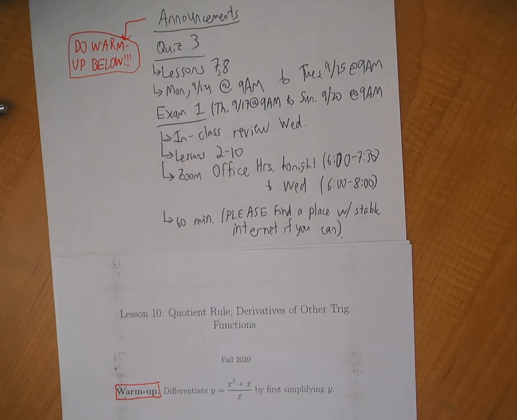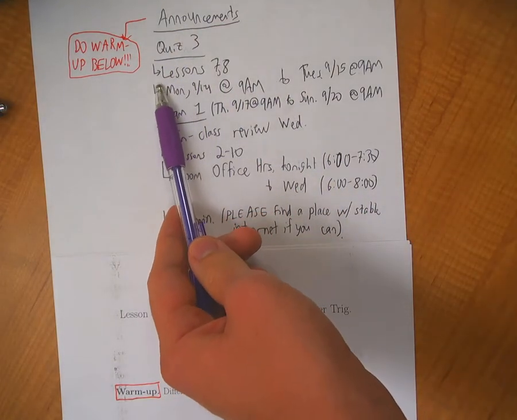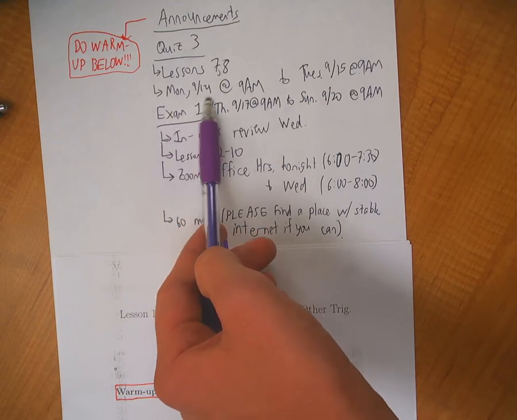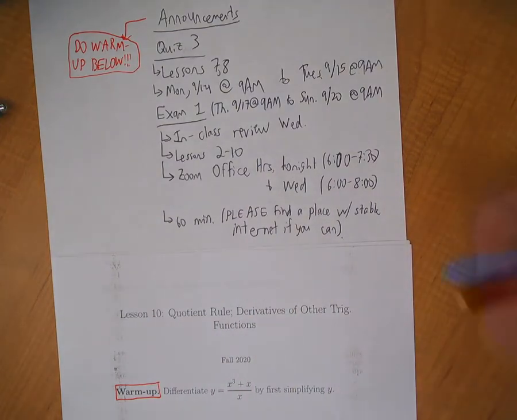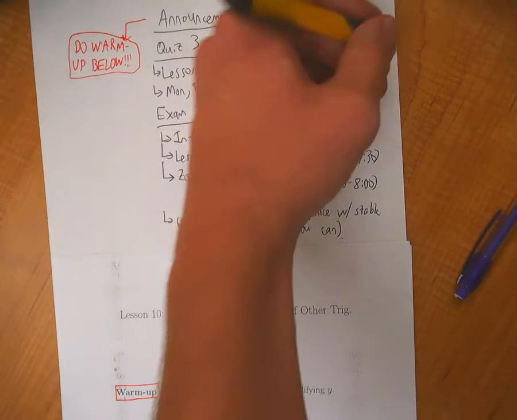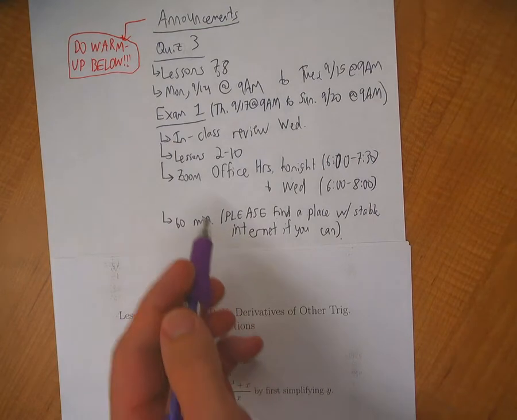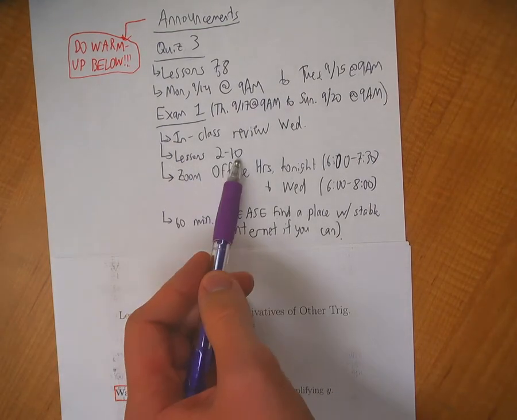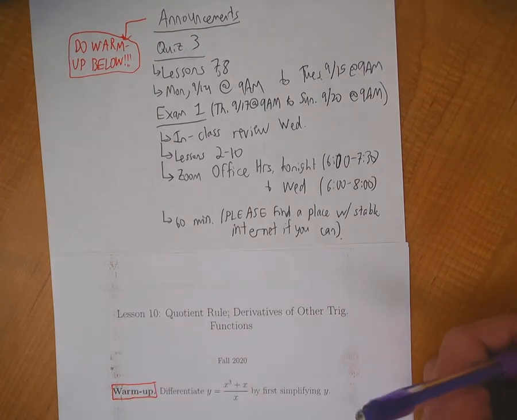Let's go ahead and have a couple quick announcements. Quiz 3 is going to cover lessons 7 and 8, and you have until tomorrow at 9 a.m. to complete the quiz. And then exam 1 will be from this Thursday at 9 a.m. to this Sunday at 9 a.m. So that's basically your entire window for being able to complete exam 1. It'll cover lessons 2 through 10. So basically, today's lesson will be the last lesson on the exam.